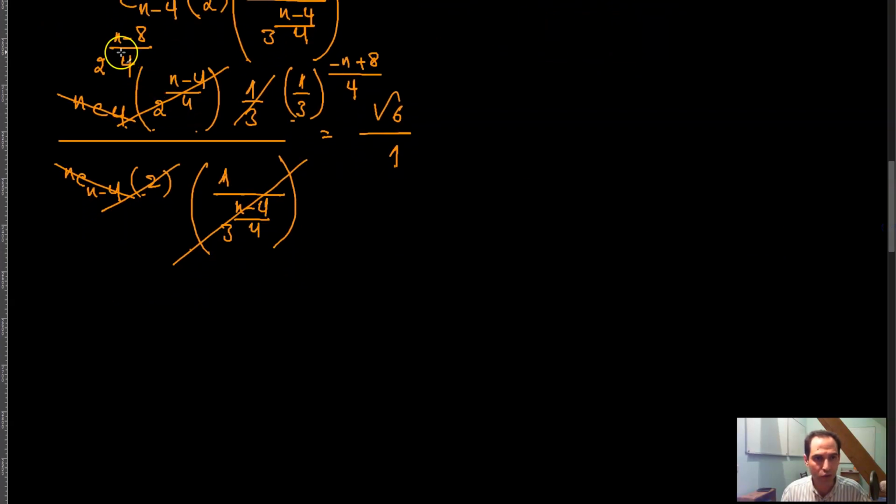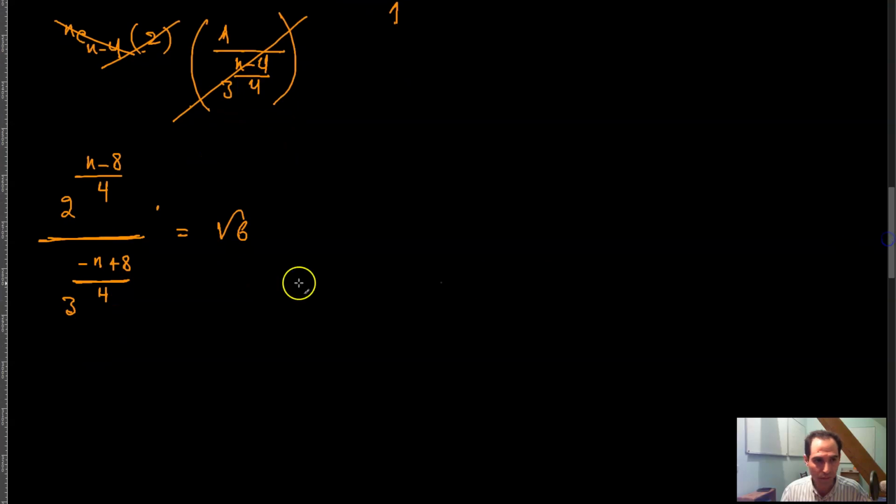you have 2 raised to the power (n minus 8) divided by 4, times 1/3 raised to the power, let's say this is basically 1 over this, so you can write this as divided by 3 raised to the power (negative n plus 8) divided by 4, and that is equal to, that you can write as, the square root of 6, right?